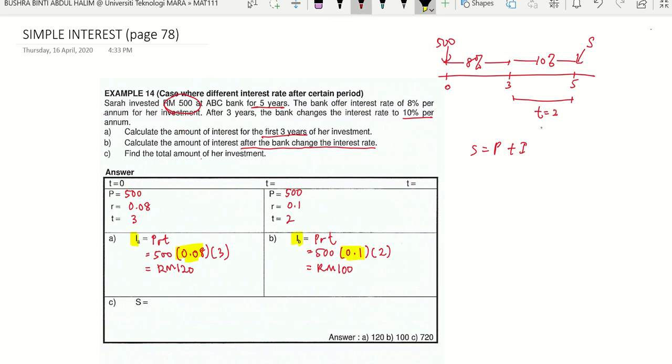So S is equals to P plus I1 or IA plus I2 or IB. Okay, so 500 plus 120 plus 100. So the total amount of her investment is 500 plus 120 plus 100 is equals to 720.